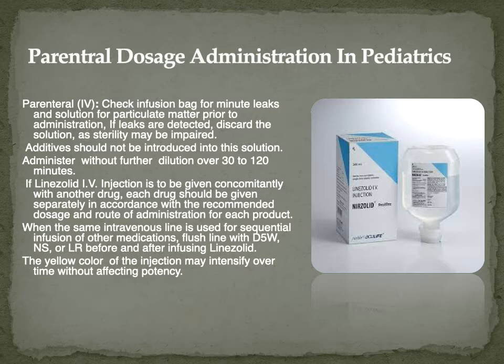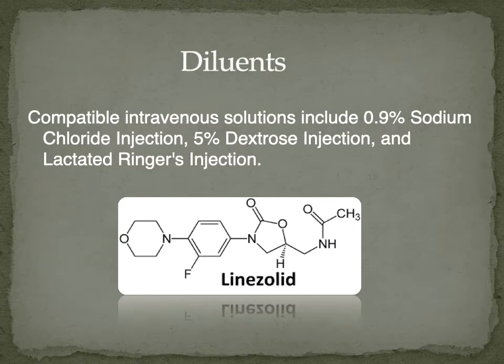If linezolid intravenous injection is to be given concomitantly with another drug, each drug should be given separately in accordance with the recommended dosage and route of administration for each product. When the same intravenous line is used for sequential infusion of other medications, flush the line with dextrose, normal saline, or lactated Ringer solution before and after infusing linezolid. The yellow color of injection may intensify over time without affecting potency. Diluents. Compatible intravenous solutions include sodium chloride injection, dextrose injection, and lactated Ringer's injection.